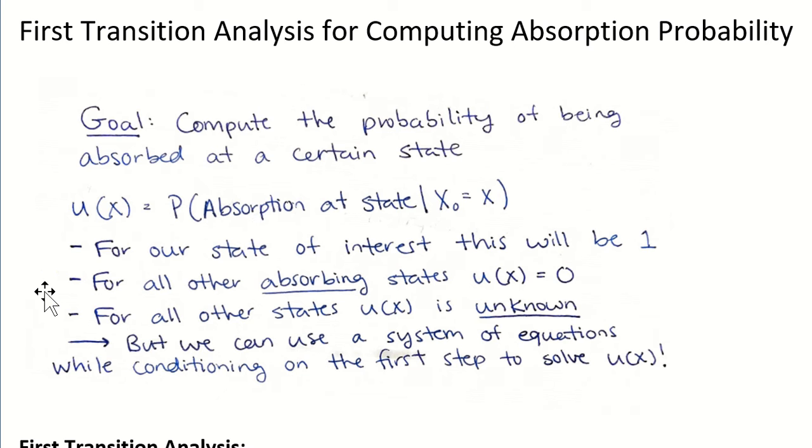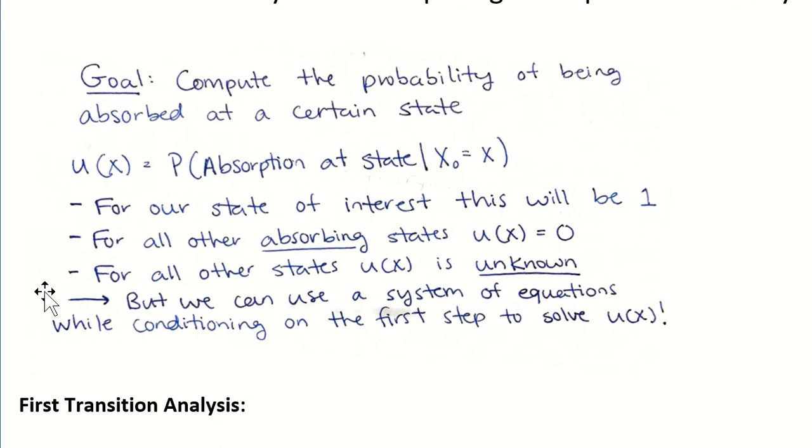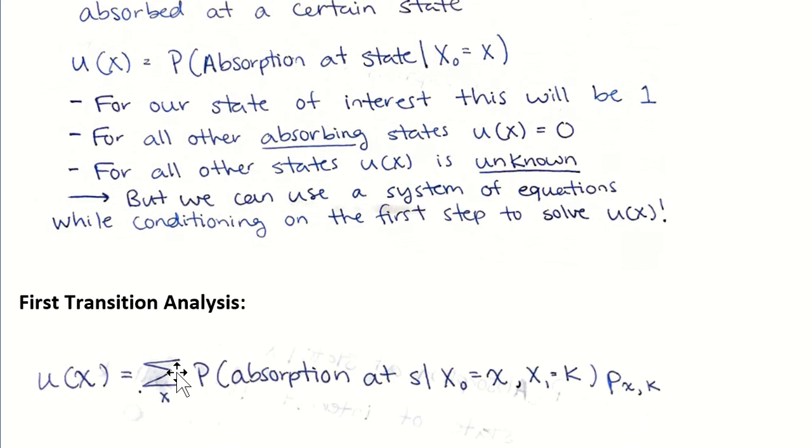Okay. We do this using first transition analysis, or first step analysis. Generically, this looks like this. We are iterating over every possible first step and seeing the probability of absorption at S given x0 equals x, our starting point, and x1 equals every possible value that x1 could be. Then this is times the probability of going from x to our first step k. So this might be a little bit confusing, so let's look at a practice problem.